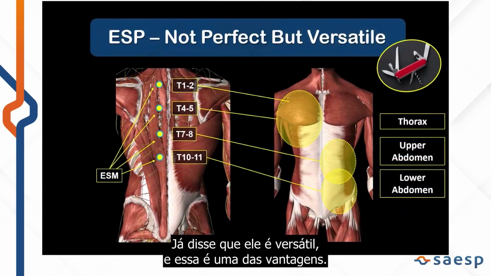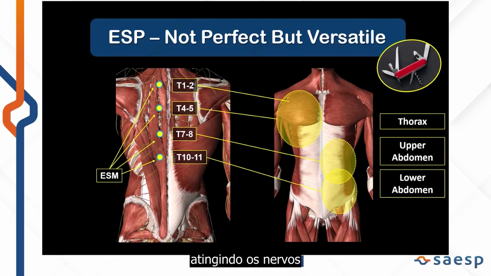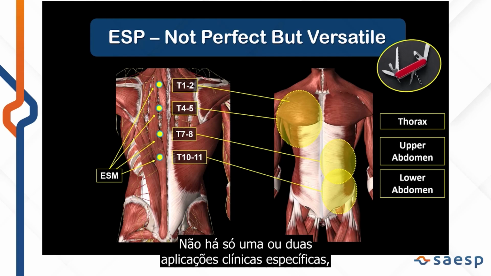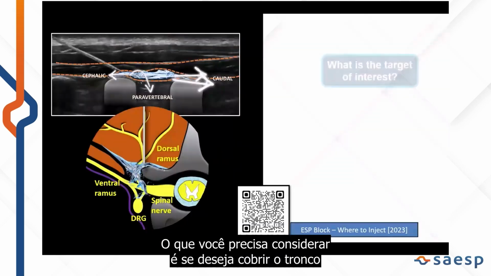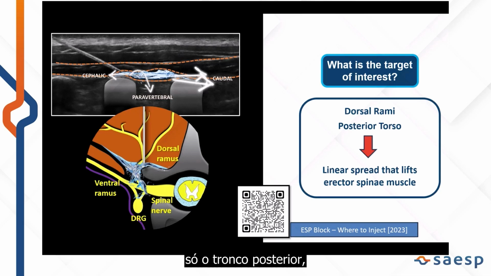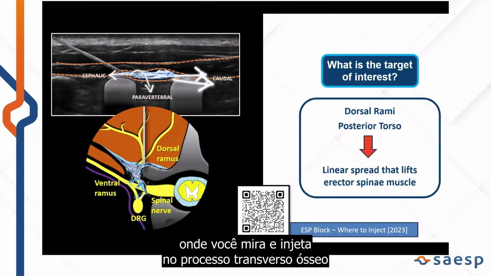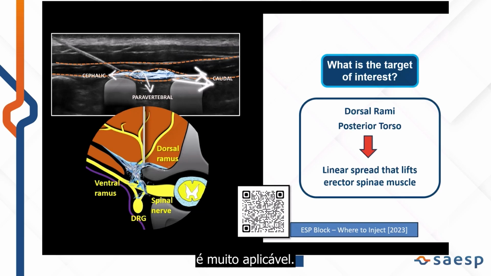Now, I've already said that it's versatile, and this is one of its great strengths. You can perform it at different thoracic vertebral levels, and so you can target specific thoracic and thoracoabdominal nerves of interest. There isn't just one or two specific clinical applications, and the basic technique is the same no matter what level you're targeting. But what you do need to think about is whether you want to cover the posterior or anterior torso, because then the technique will differ. I have described this in more detail online, but briefly, if we're interested in just covering the posterior torso, then the original technique we described, where you target and land on the bony transverse process and look for linear spread under erector spinae muscle, is very much one that holds true.